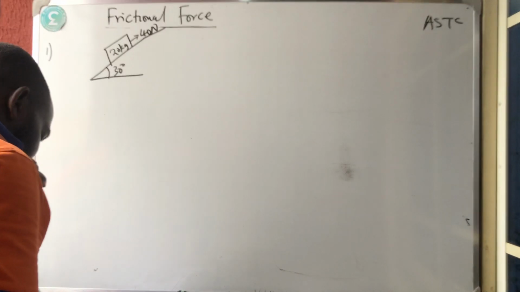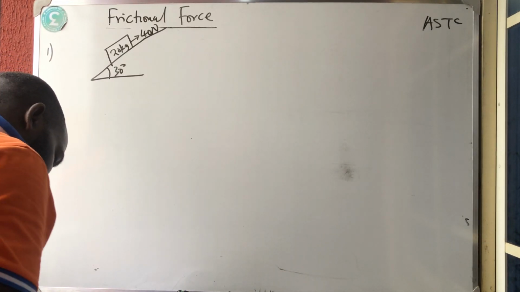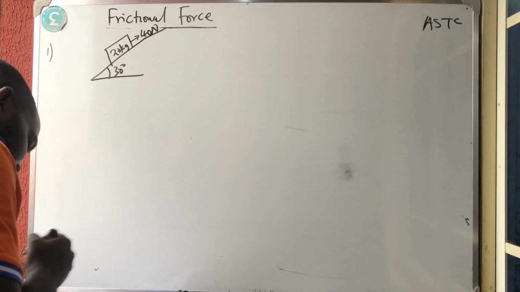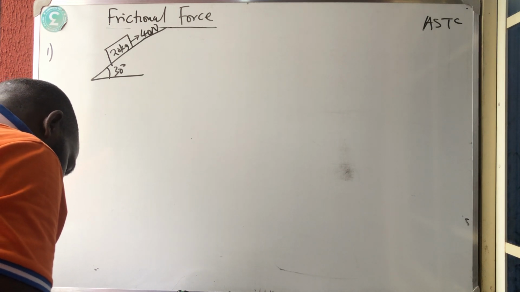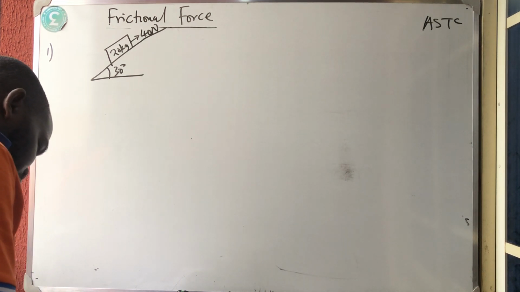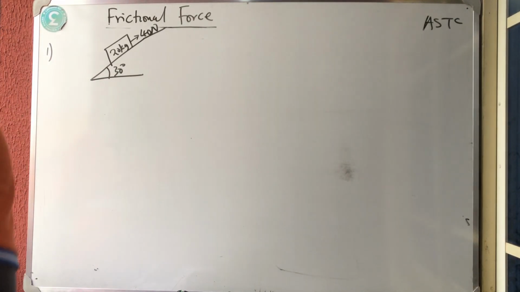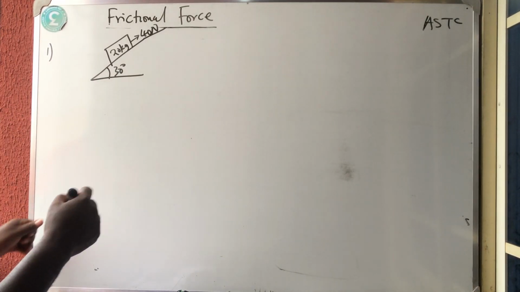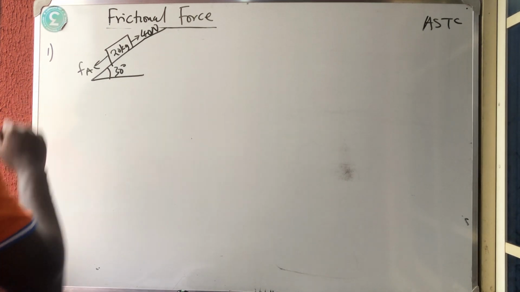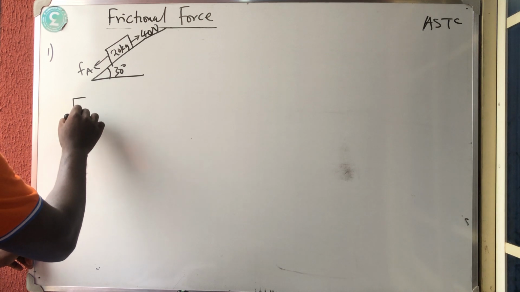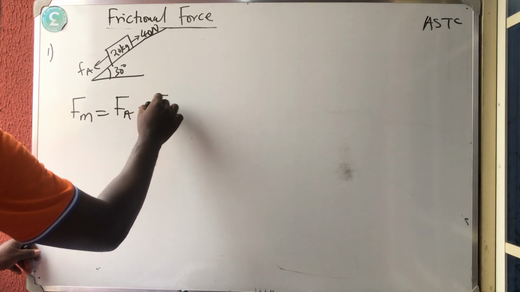They now said a body of mass 20 kg slides down a plane inclined at 30 degrees to the horizontal, as shown above. If a constant resistant force of 40 newton acts on the body, its acceleration down the plane is dash. So we should find the acceleration down the plane. There is a force here, called the applied force, and we know that the force that will make this body move should be the applied force minus the frictional force.